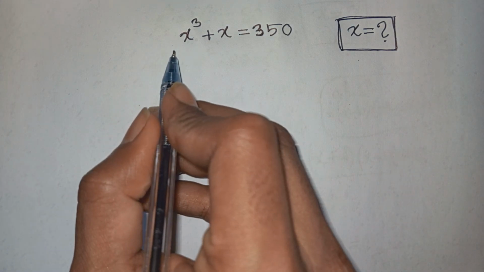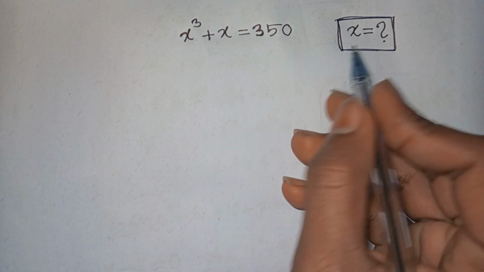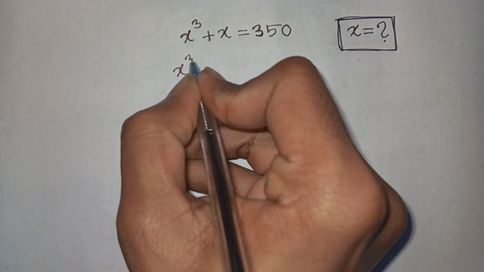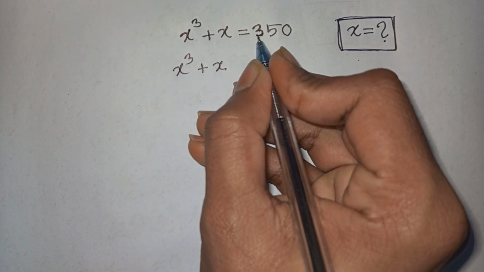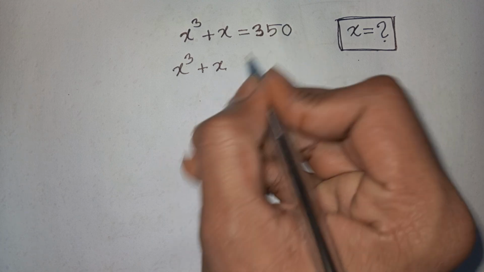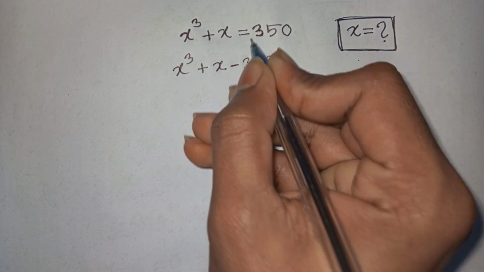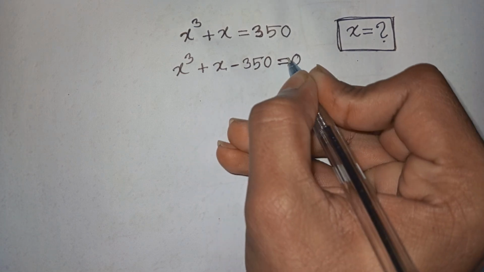How to solve x power 3 plus x is equal to 350. Find all values of x. So we have x cube plus x, then this plus 350 we take to the left side, so this will be minus 350, then is equal to 0.